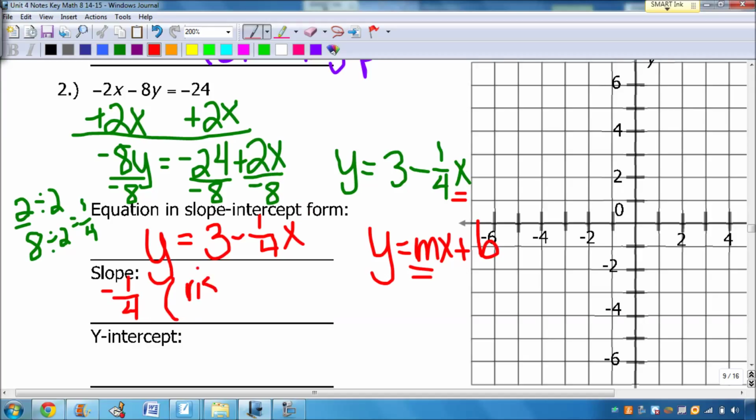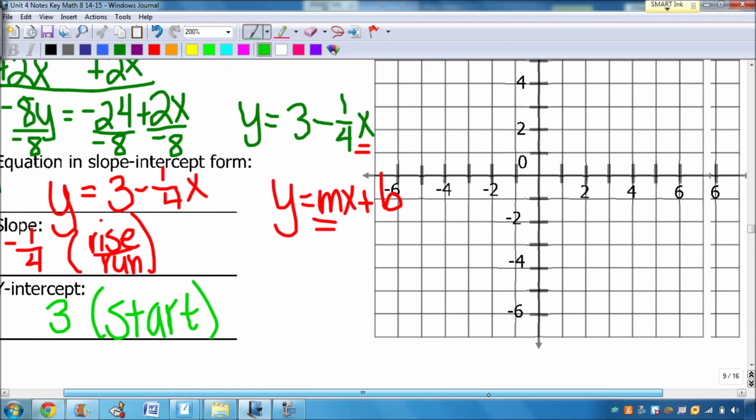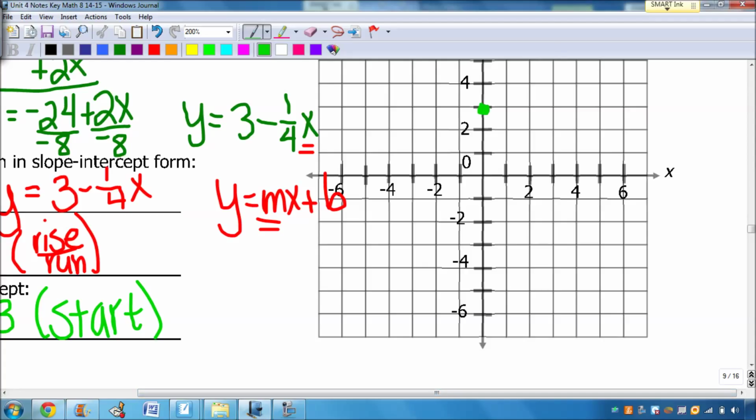Remember, this is the rise over the run. Okay, and then the y-intercept is always going to be whatever the b value is, the constant, the number that's by itself. So in this example, your b value would be 3. Okay, so that means that I need to start at 3. Remember, your y-intercept is your starting point. Okay, I need to start at 3 on my y-axis. So I'm going to put a dot right at 3.